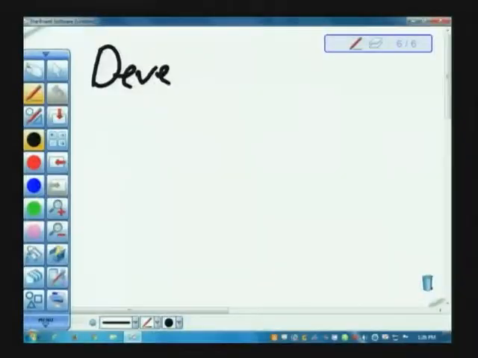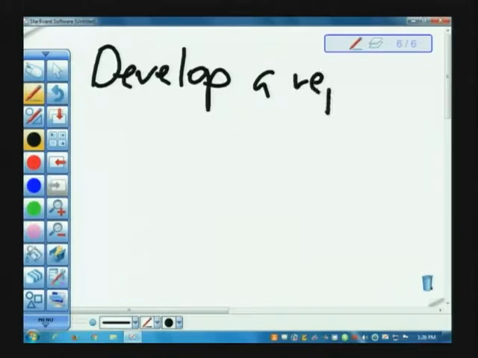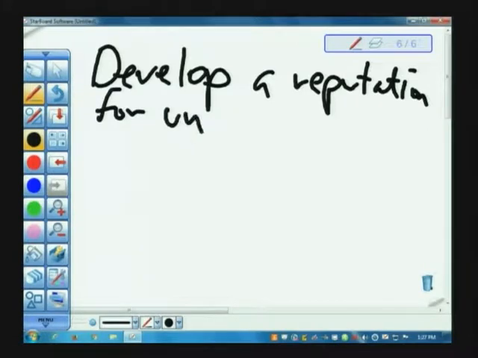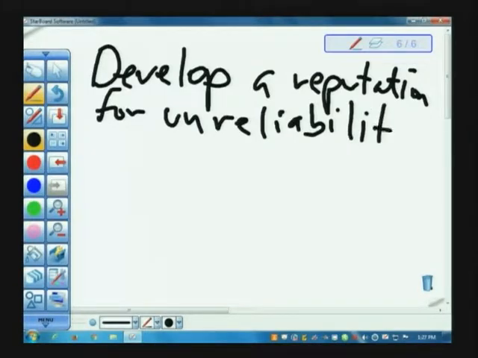So you develop a reputation, a bad reputation, or unreliability. That's kind of an external thing, though. What does it mean to be unreliable? Why would you consider someone who has contradictory beliefs to be unreliable? Why wouldn't you go to them for advice?